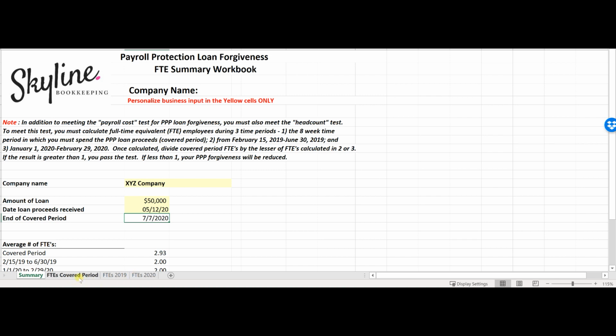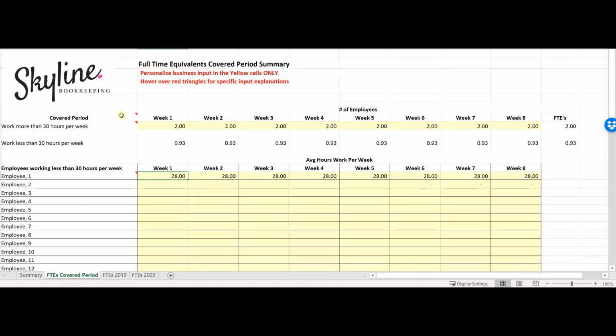So the first tab that I want to cover is this covered period. So this tab is basically where we're going to record how many employees that we had during the 8 weeks, whether they be full-time or part-time. So we'll start off at the top. How many employees do we have in this time frame, week 1, that are working more than 30 hours per week? I've also gone ahead and put little instructional boxes next to certain cells, so that way it can provide you guys with a little additional instruction on certain cells.